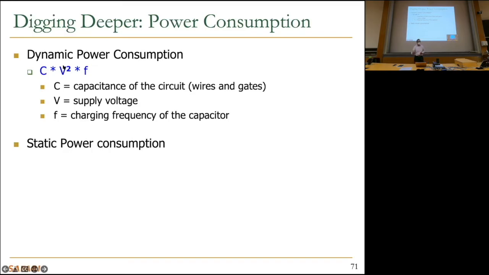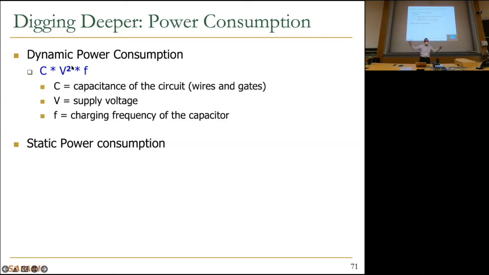So 3 volts, as you can see, there's a quadratic relationship between power consumption and the voltage square. And F is the charging frequency of the capacitor, how fast you're charging or discharging the capacitor, essentially. This is very much related to the frequency that we will see later on. So basically, it's a multiplication of these 3 factors.